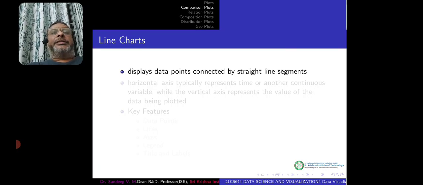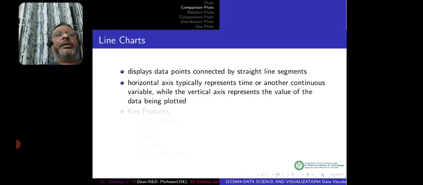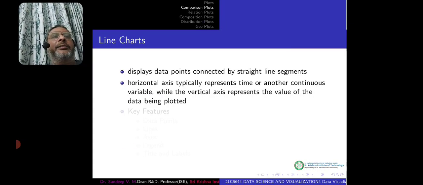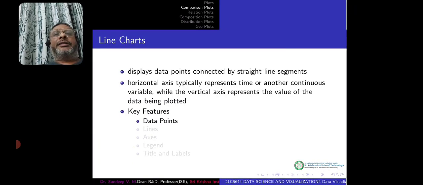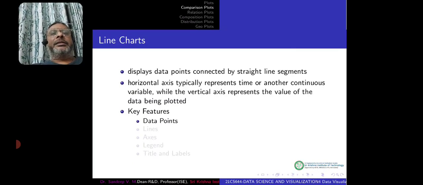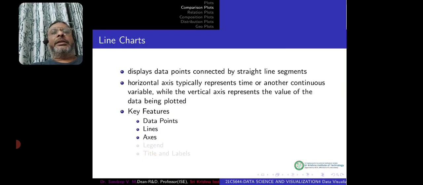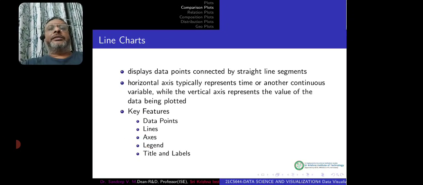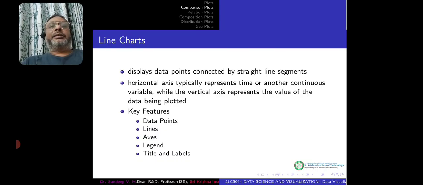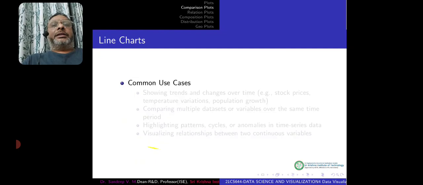So beginning with the line chart, it displays the data points connected by straight line segments. Horizontal axis typically represents time or another continuous variable, while the vertical axis represents the value of data being plotted. The key features of this line chart, we have data points, there are lines, axes, legend about the plot, then we have title and the labels. So these are the key features in the line chart.